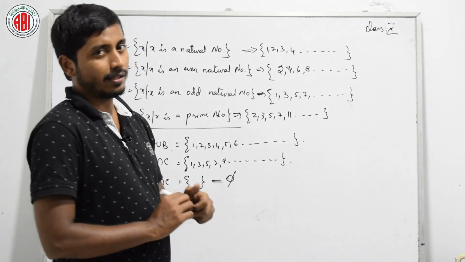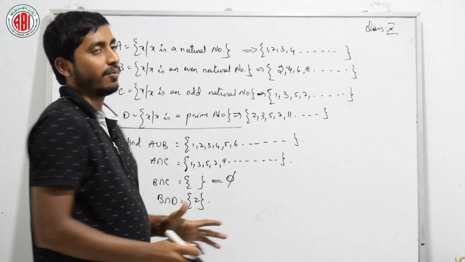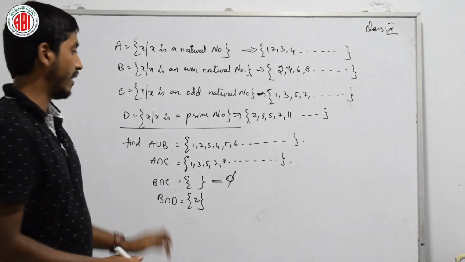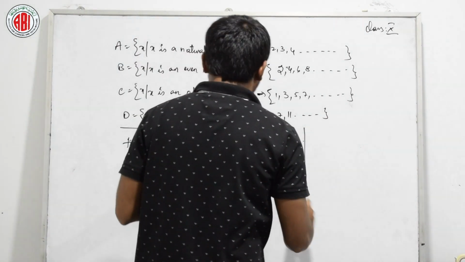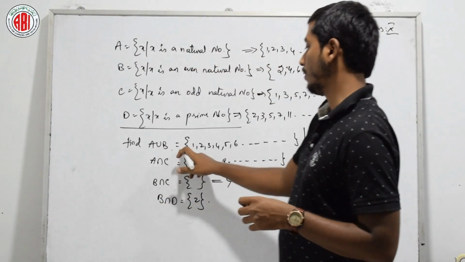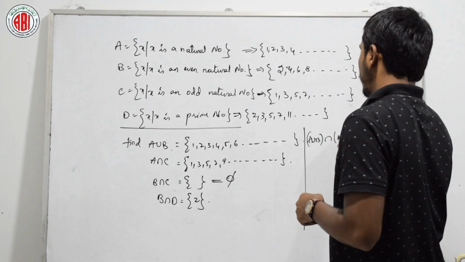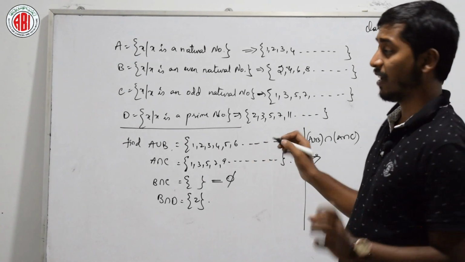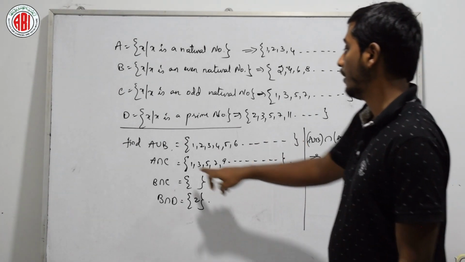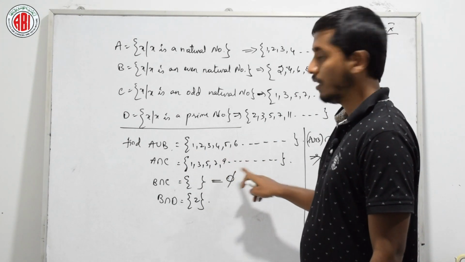What are the different things we have to remember? We have to convert a set builder form into roster form. Then we have to solve for the different values. If he asks us to find the intersection of these both, that is A union B intersection A intersection C, this is just for our practice. Is there anything common in both of them?